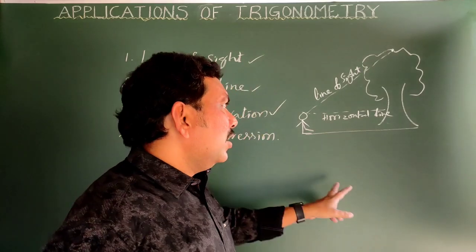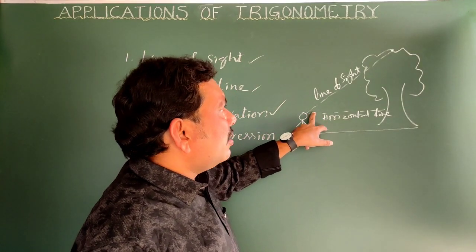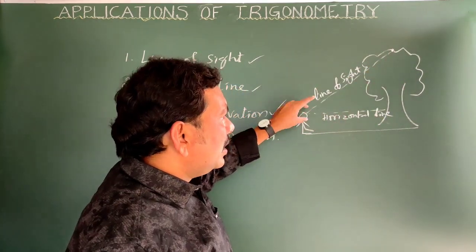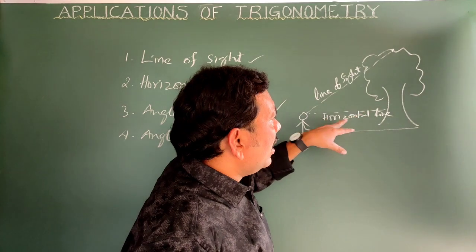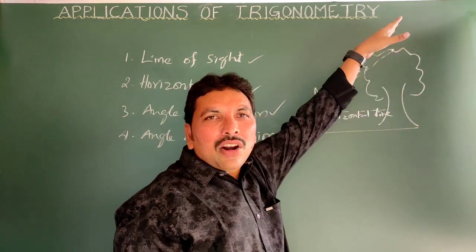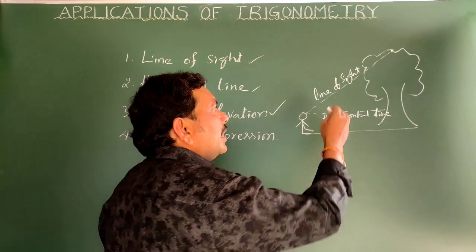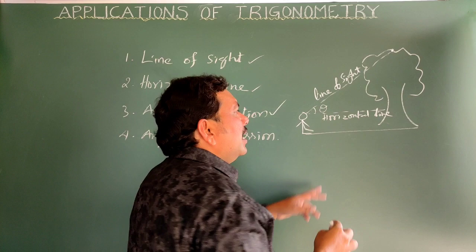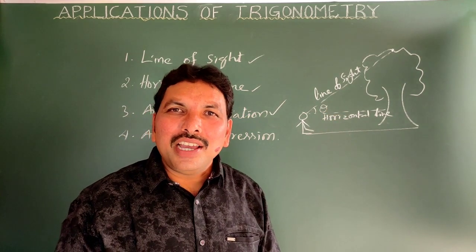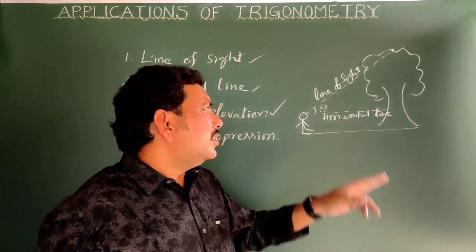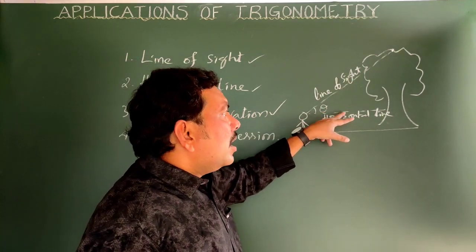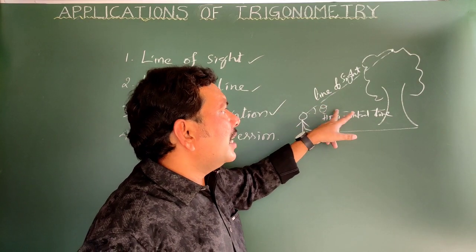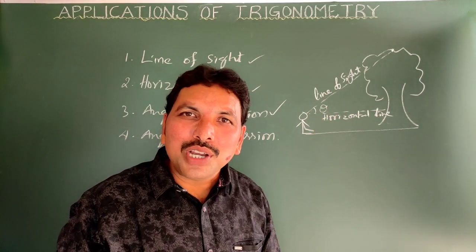Is it clear? See, look here. This man is observing the point which is the top of the tree. He is observing above the horizontal line, yes. Then the angle between the line of sight and the horizontal line, suppose this is theta, will be the angle of elevation. Because the line of sight is above the horizontal line, the angle between them is called angle of elevation.